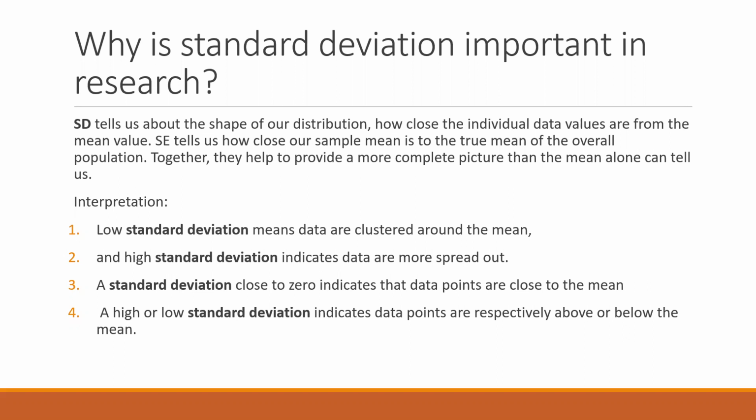Now, the interpretation of the standard deviation. Low standard deviation means the data are clustered around the mean. A high standard deviation indicates the data are more spread out. Hence, a standard deviation close to zero indicates the data points are close to the mean. A high or a low standard deviation indicates that points are respectively above and below the mean.